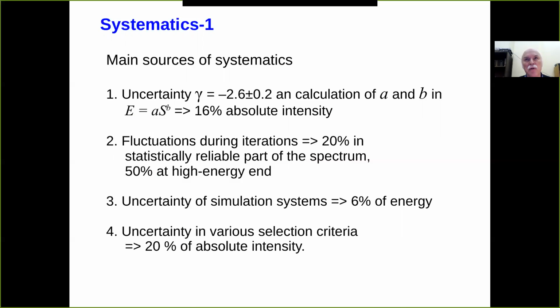Then there is some uncertainty connected to the simulations of the spectrometer. Simulations of the spectrometer with different systems show that this uncertainty is about 6% in the measurement of energy. And finally, there exists uncertainty from various selection criteria used to select events and collect them to construct the spectra. This uncertainty we estimate as about 20% of absolute intensity.